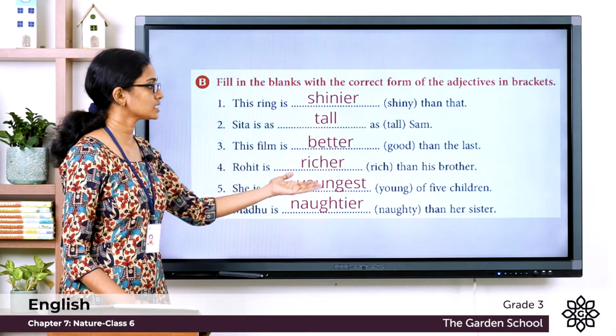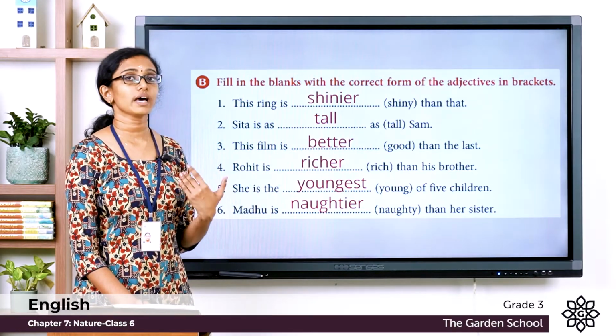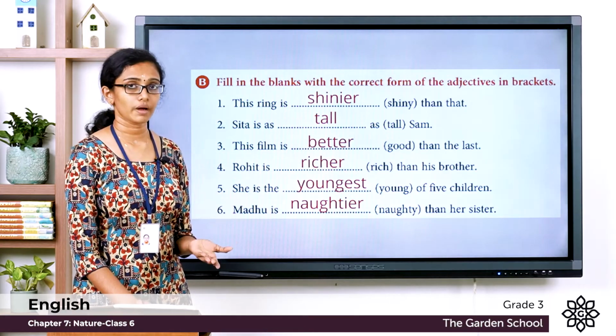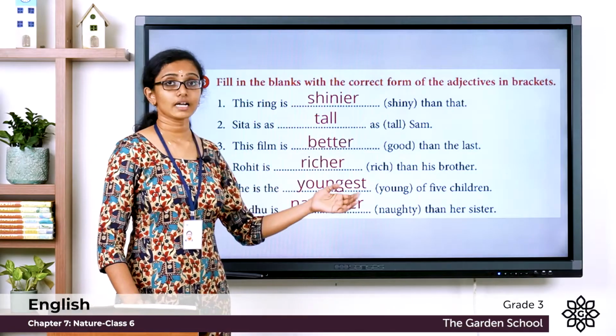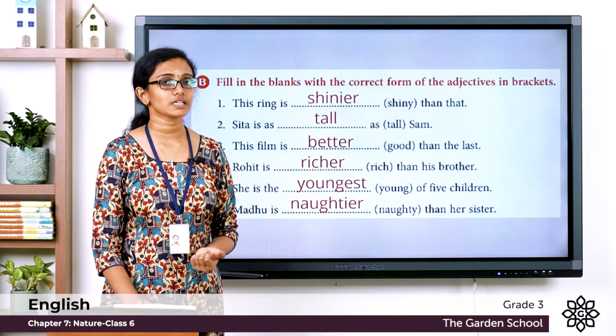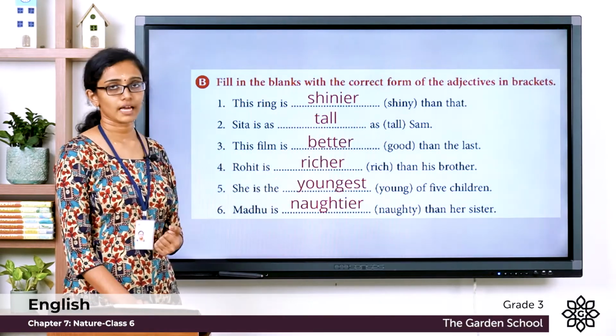She is the youngest of 5 children. So more than 2 people are being compared. So you have to use the superlative degree of the adjective. So it is young, younger, youngest. Superlative degree is youngest. So we have used that here.